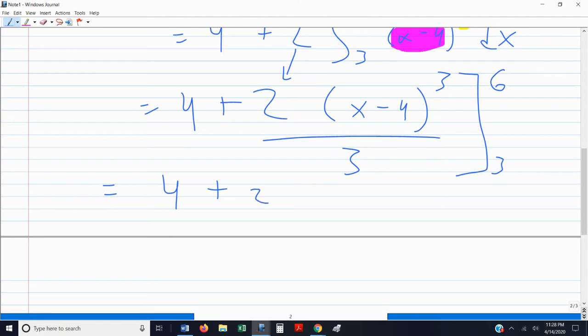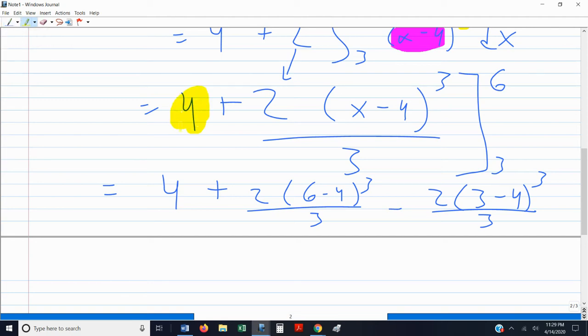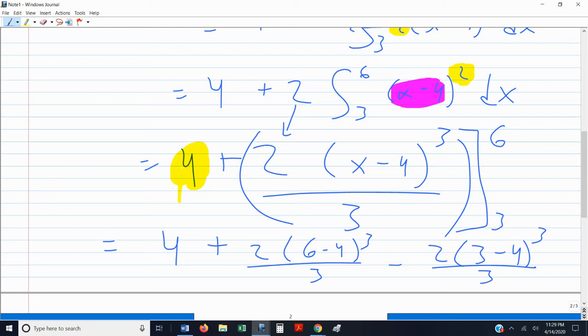So we have 6 minus 4 cubed over 3 minus 3 minus 4 cubed over 3. So this 2 was just out front. And maybe I will put parentheses around this. The 6 and the 3 are just getting plugged into that antiderivative.